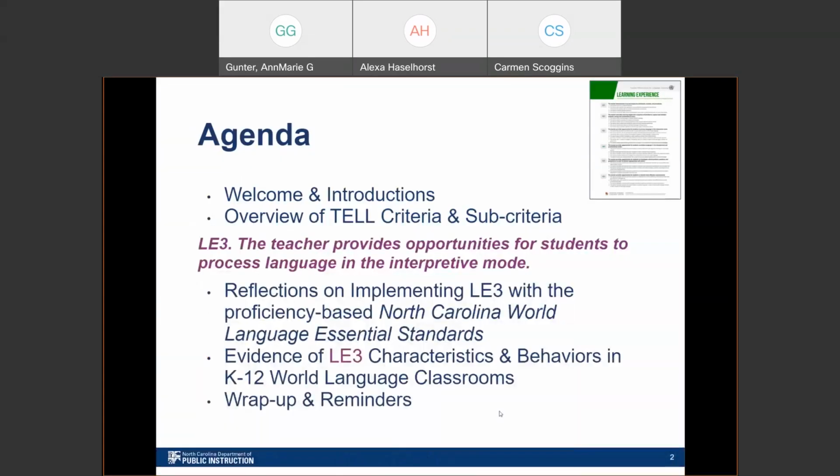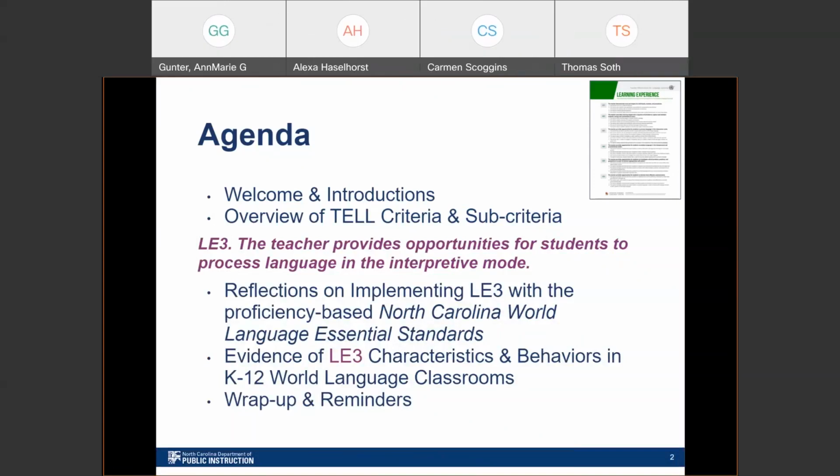Today's agenda is on the screen. We're going to start with a welcome and some introductions. Then we're going to have an overview of the TEL criteria and subcriteria that we're focusing on today. You see it on the screen. LE3 says, the teacher provides opportunities for students to process language in the interpretive mode. Remember, the interpretive mode of communication is our second standard in the World Language Essential Standards. After that, we'll have some reflections on implementing LE3 with our proficiency-based standards. And then we'll talk about evidence of LE3 characteristics and behaviors in K-12 World Language classrooms. We'll finish with a wrap-up and some reminders before you leave today.